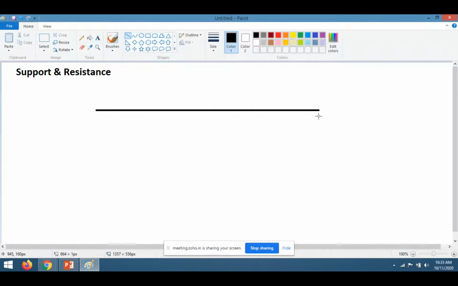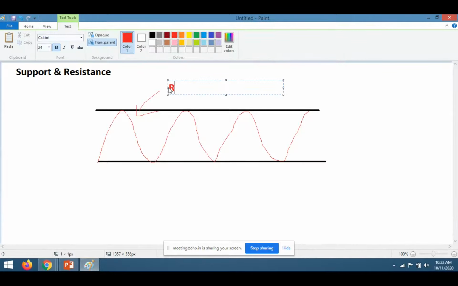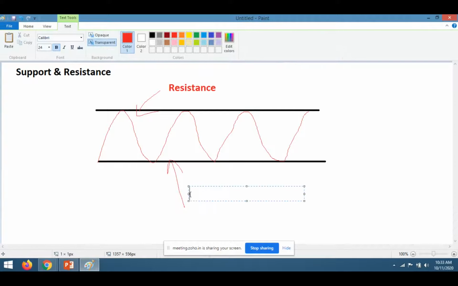If you see these two lines, and the market or stock goes in this direction, like this, many times stocks go like this only. So this line is called resistance, and this line is called support.